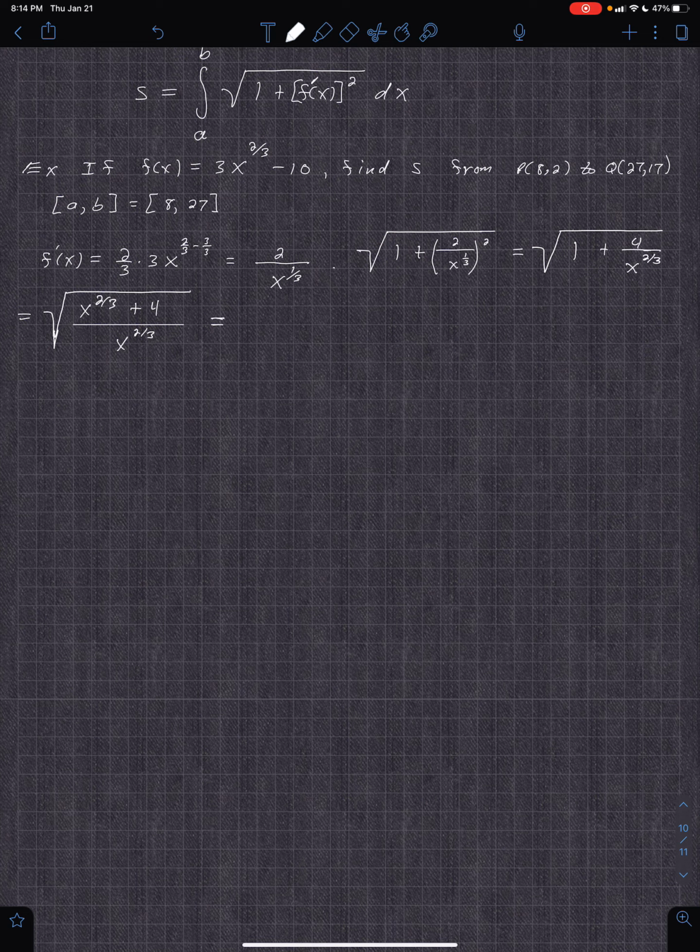So basically what I'm going to do next is the square root of x to the 2/3, which is x to the 2/3 to the 1/2. So it's x to the 1/3. We don't have to worry about it being negative or using absolute values because we are positive over here.